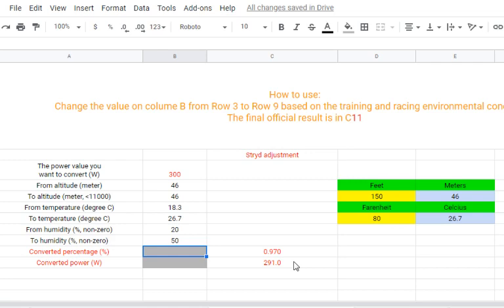So a really cool calculator, and it allows you to account for the effects of heat, humidity, and altitude on power, so that you can be a little bit more nuanced, a little less error prone in your training and racing targets that might be based on a set of conditions that are not the same as what you're going to be training and racing in.